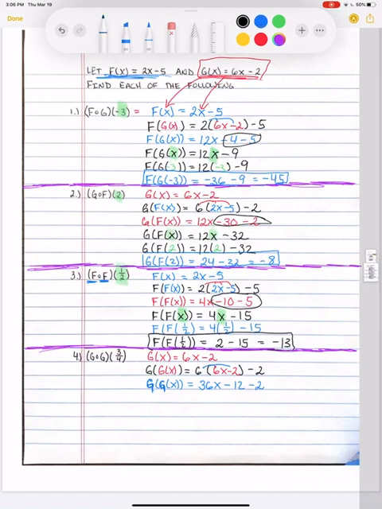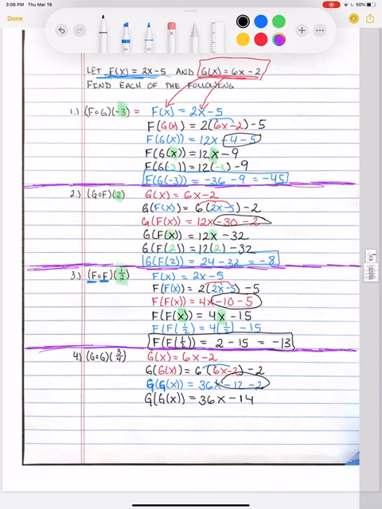And then I'm going to combine my like terms. G of x equals 36x minus 24. What the heck? 14. 14 sounds a lot better. Let's go with that.